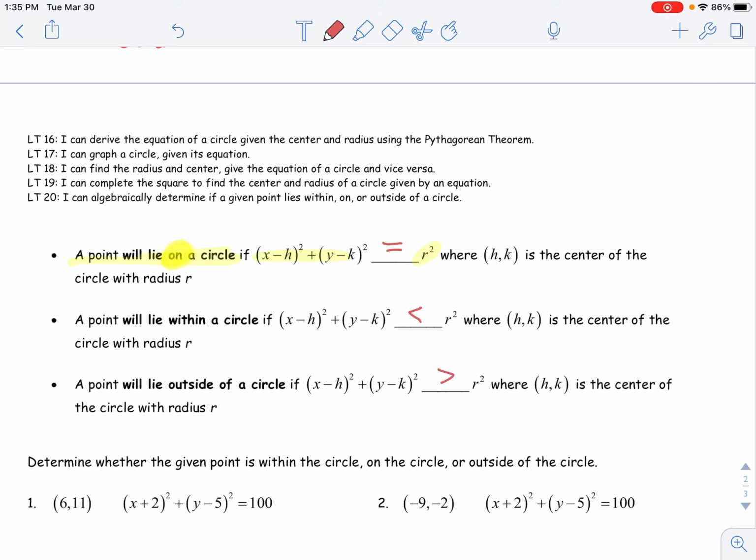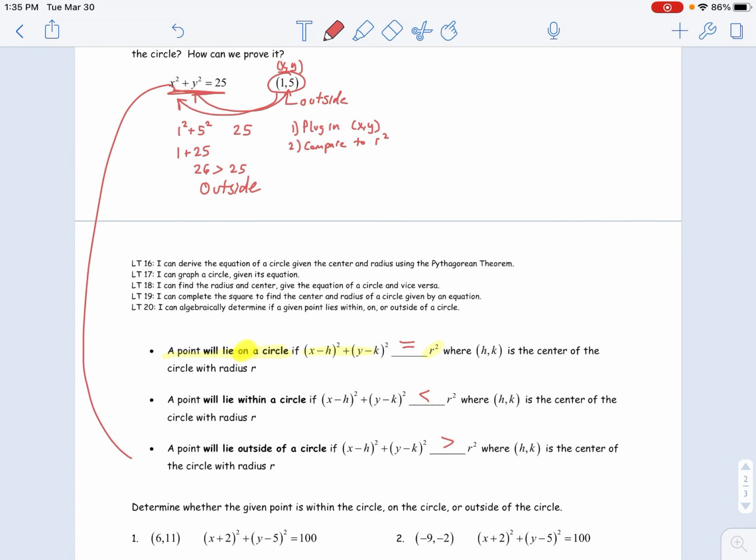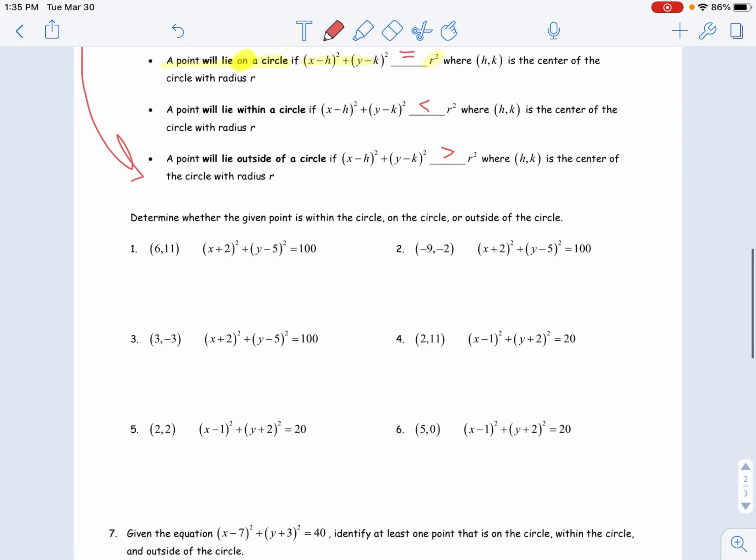And then outside, it's like the example above where (x - h)² + (y - k)² was greater than r². And it was like this example right here, where you plugged in (1, 5), we got a bigger number than what r² was, so it was outside.